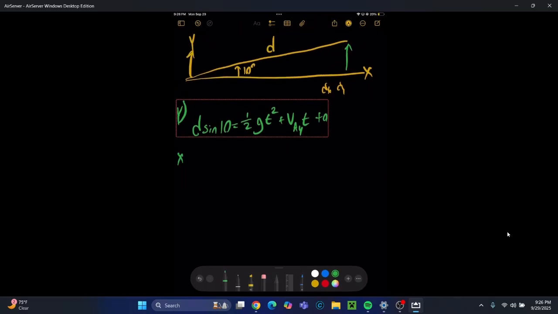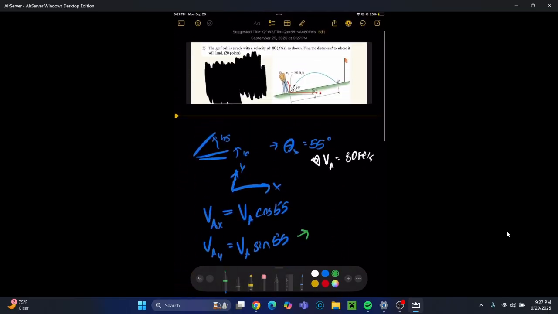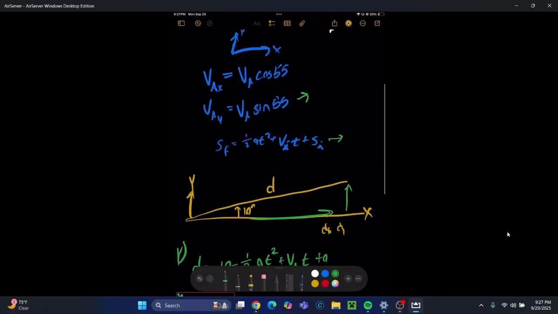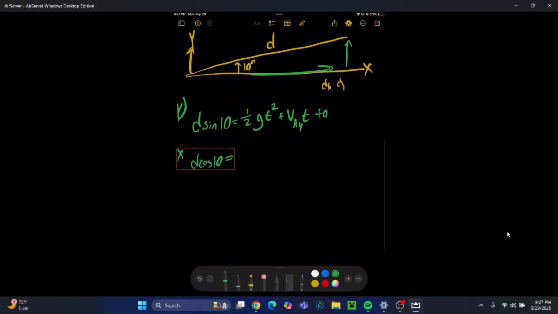Okay, x, we have the same thing. We want to know this portion of d, so we're going to say d cosine 10 equals, do we have an acceleration in x? Well, we're just going to assume there's no air resistance. I mean, even then, golf balls tend to have very small amounts, so there's not really an acceleration in the x. So, okay, we can say 0 for acceleration.